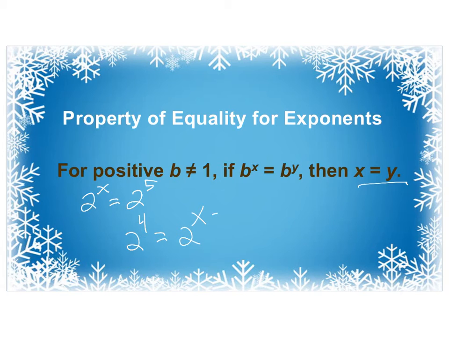x is 4. What if it was 2 to the x minus 1? Then I set 4 equal to x minus 1, add 1 to both sides, and sure enough, x is equal to 5. That's all this is saying. You can set the exponents equal if the bases are identical in an equation.